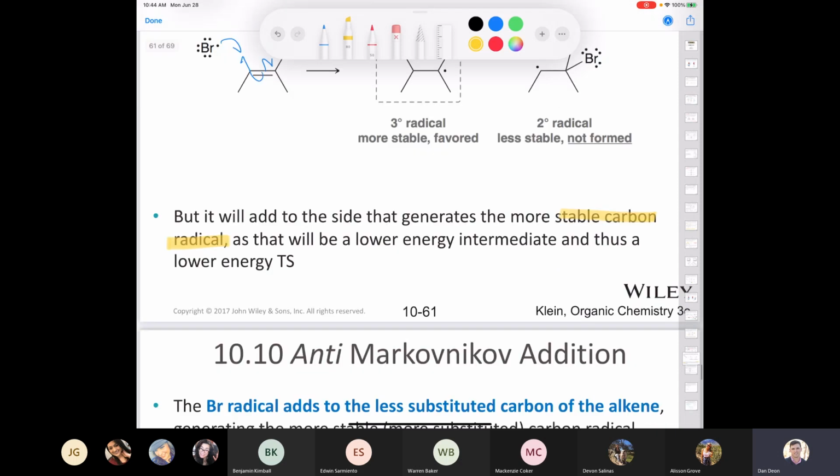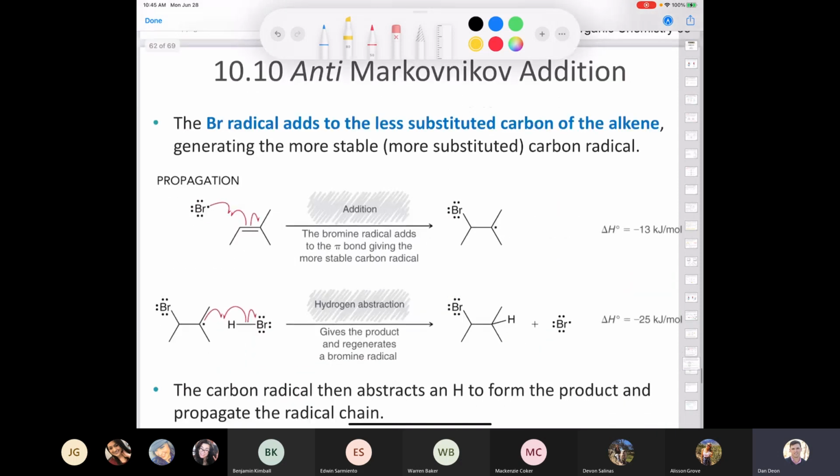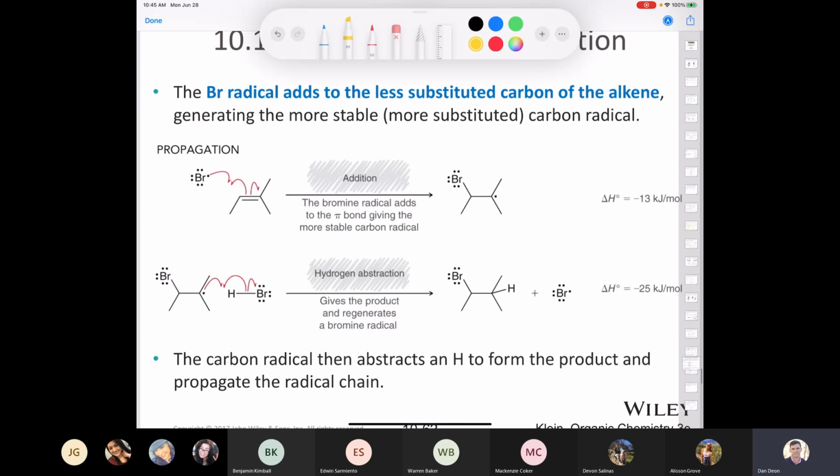If we take a look at the 2 steps, okay, the addition to the pi bond followed by the hydrogen abstraction. Again, you see that the bromine adds to the less substituted carbon to produce the more stable radical, okay? Then the carbon radical abstracts the hydrogen from HBr to make the product, and look what you end up with. The bromine radical, and the chain reaction will just keep going.